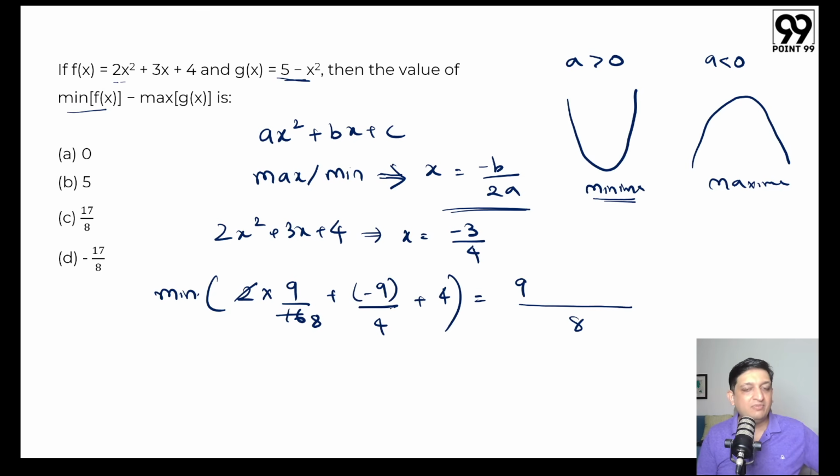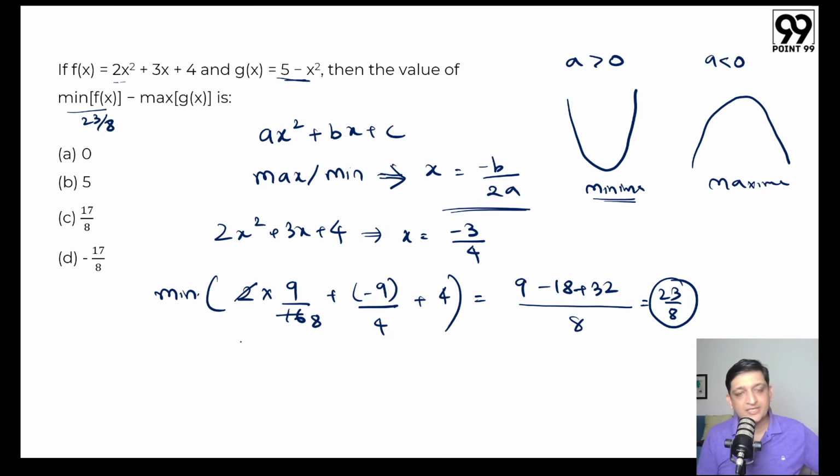Minus 9 should be multiplied by 2 because I need to make this 4 and 8. So I will get an 18 here. And because there is a 4 standalone here, it will be multiplied by 8 and I will get a 32 here. So my total is going to be equal to 32 plus 9, that is 41. 41 minus 18 is 23 by 8. So the first bit is going to be equal to 23 by 8.